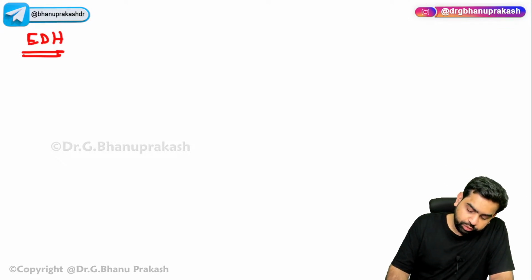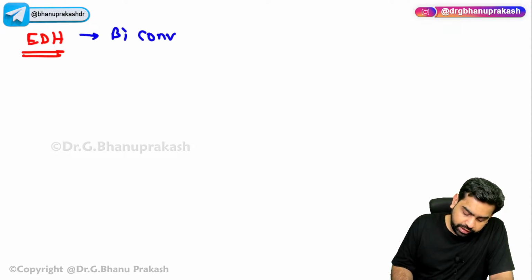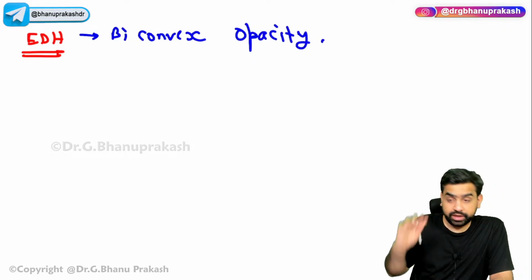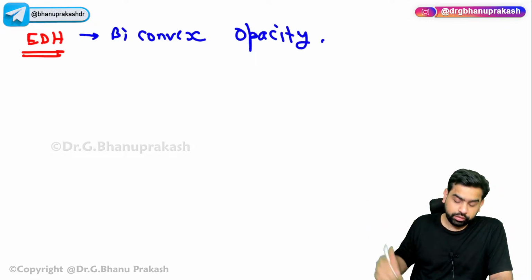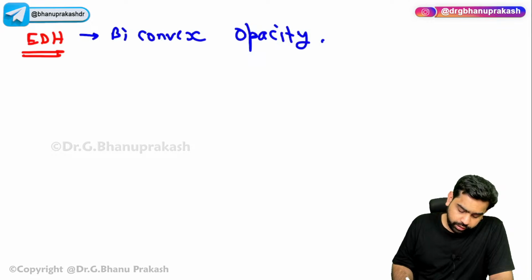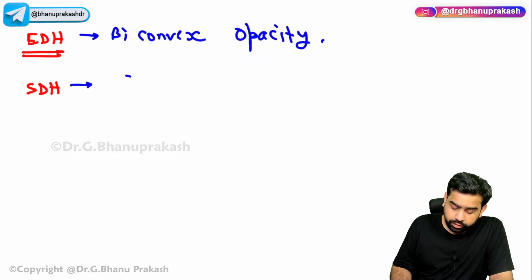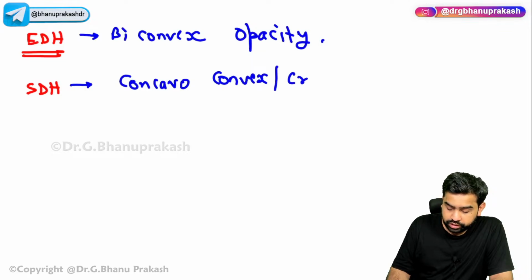In the extradural hematoma, what you basically find is a biconvex opacity. This basically appears very, very white. If we talk about the subdural hemorrhage, if there is an acute subdural hemorrhage, you are going to have a concavo-convex, or crescent or banana shaped opacity.